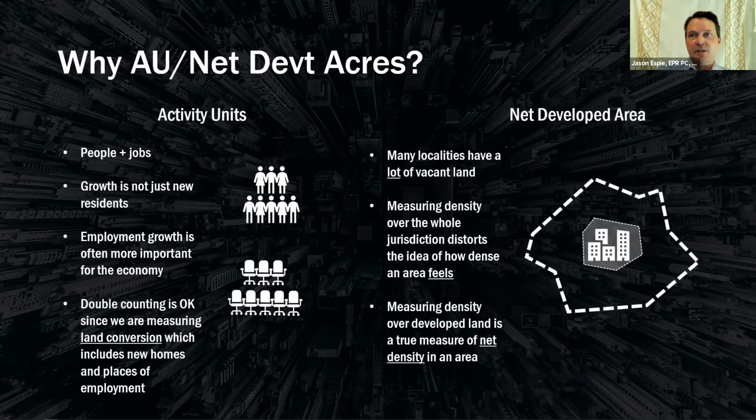Again, why activity unit over net developed acres? Activity units represent people and jobs. It's not dwelling units, and it's not just population. And it's good to count both of those because that represents the totality of activity happening on the space, on the built environment. Growth is not just new residential, it's also commercial. And we understand that employment growth is often very important. People need to look at it for transportation work. It's an attractor of trips. People also represent trip generation. So it's a good sense to look at activity unit over net developed land. One might think it's double counting, but it's really not because it's all the activity that's happening on the built environment.